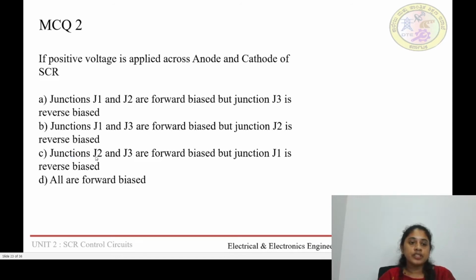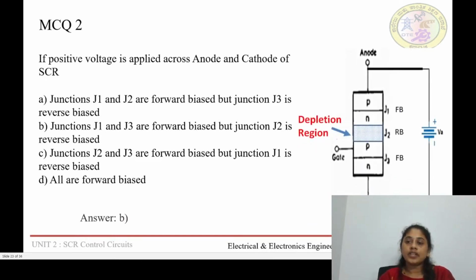Option C, junctions J2 and J3 are forward biased but J1 is reverse biased. Option D, all are forward biased. Please do think for a while. Yes, you are right. The answer is B. Let's see how it is.